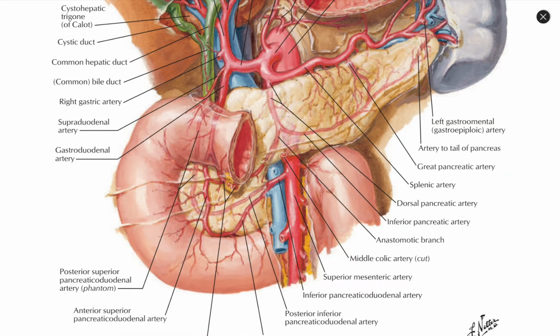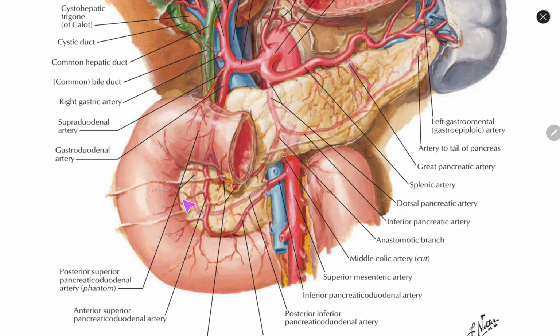Talking about the relations, it has three borders. One is the superior border. The superior border is overlapped by the first part of the duodenum and it is related to the superior pancreatico-duodenal artery, whereas the inferior border is related to the third part of the duodenum and the inferior pancreatico-duodenal artery. So that is this artery, the inferior pancreatico-duodenal artery.